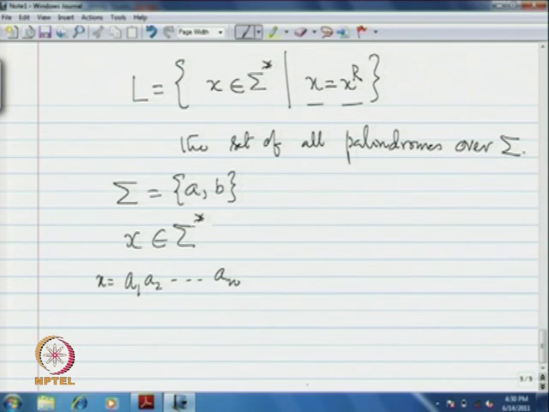There are two cases. One, there may be an even number of symbols here. This is of even length, or it may be of odd length. If it is of even length, what do you have? It is of the form a 1, a 2 and so on a k, and thereafter a k plus 1 onwards, say b 1, b 2, up to b k. It is of length 2k, n is equal to 2k.